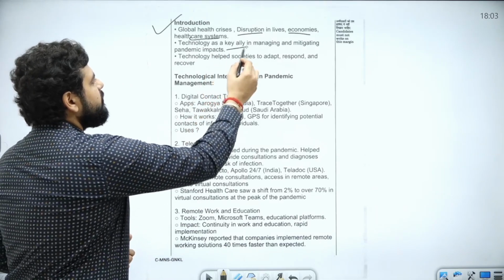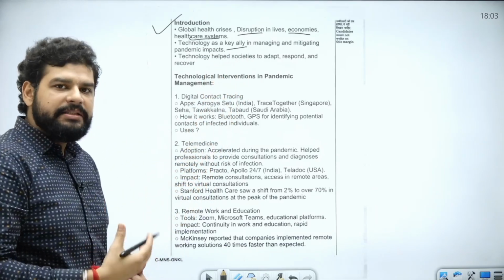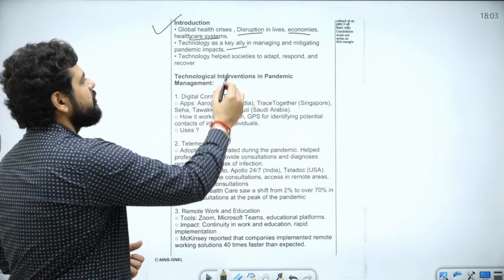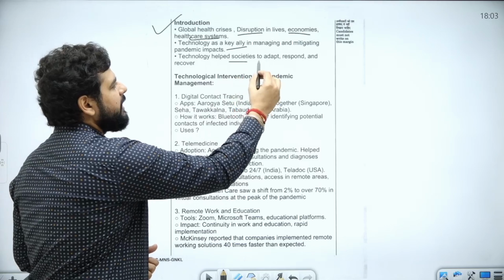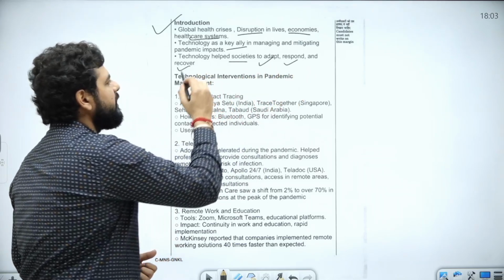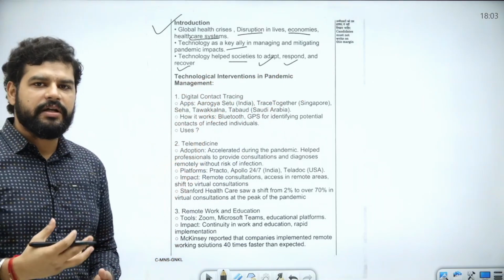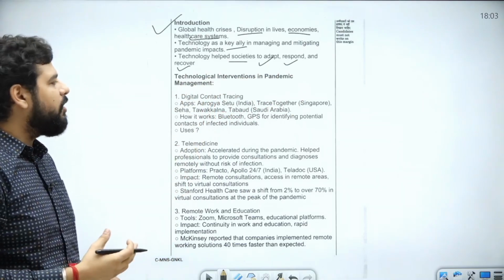So technology was a key ally in managing all these things, right? So technology helped societies to adapt, respond, and recover. So this is a good keyword that you can remember: adapt, respond, and recover.